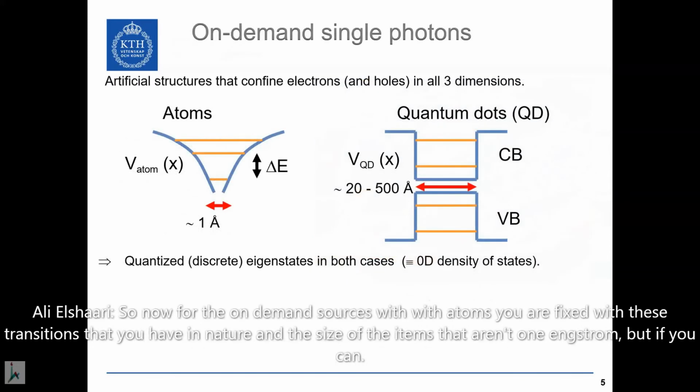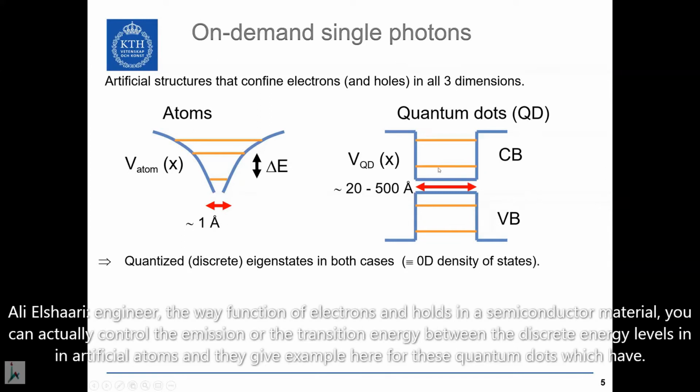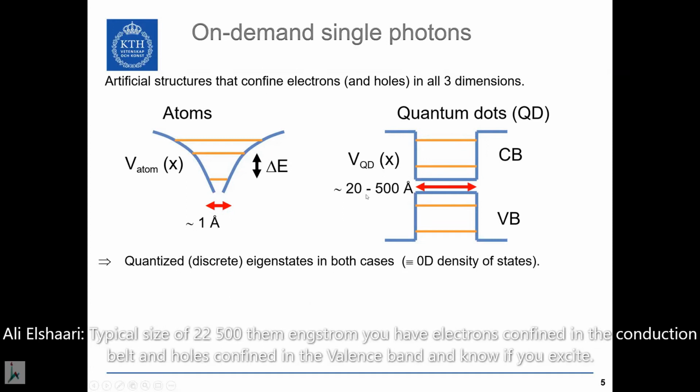So now for the on-demand sources, with atoms, you are fixed with these transitions that you have in nature, and the size of the atom is around 1 angstrom. But if you can engineer the wave function of electrons and holes in a semiconductor material, you can actually control the emission or the transition energy between the discrete energy levels in artificial atoms. And I give an example here for these quantum dots, which have a typical size of 20 to 500 angstrom.